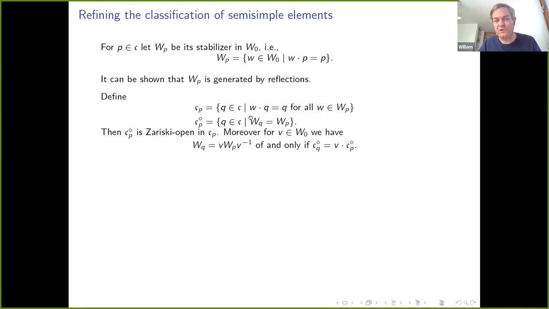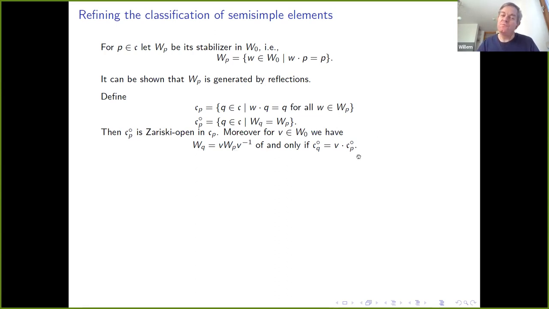So C_P naught consists of all elements in C_P that are not stabilized by more elements than P. That means that C_P naught is a Zariski open set in C_P. And moreover, if you take two of these spaces, so you take a P and a Q, and you take C_Q naught and C_P naught, these two subsets are conjugate under an element of the Weyl group if and only if the corresponding stabilizers are conjugate by the same element.